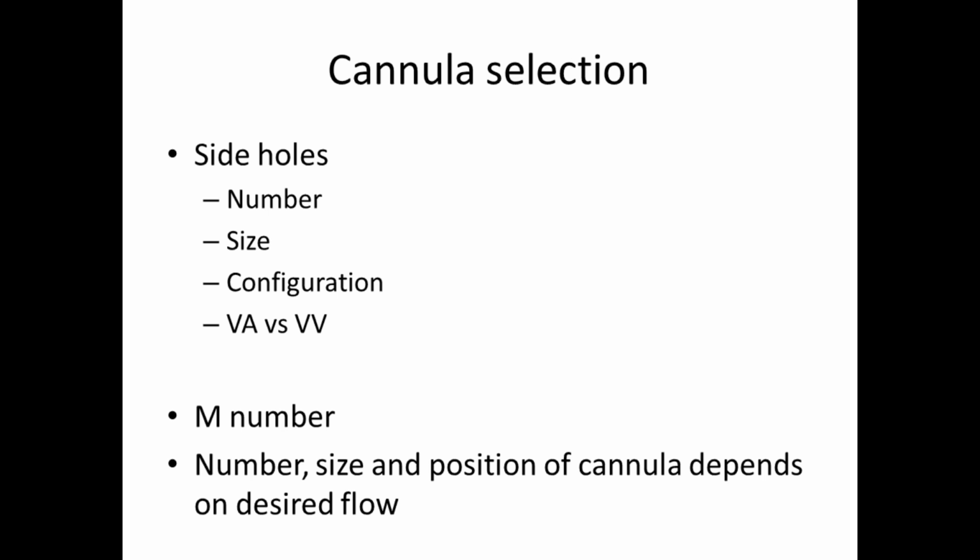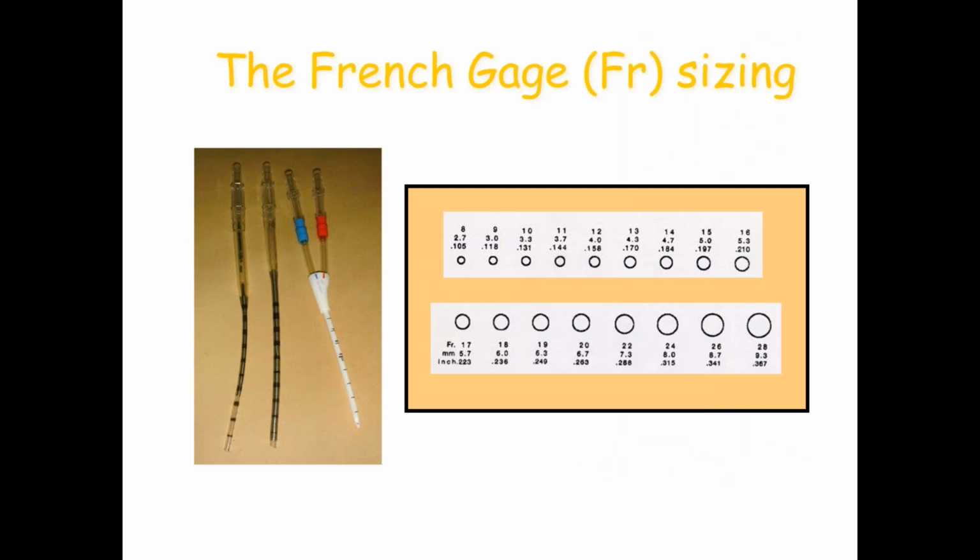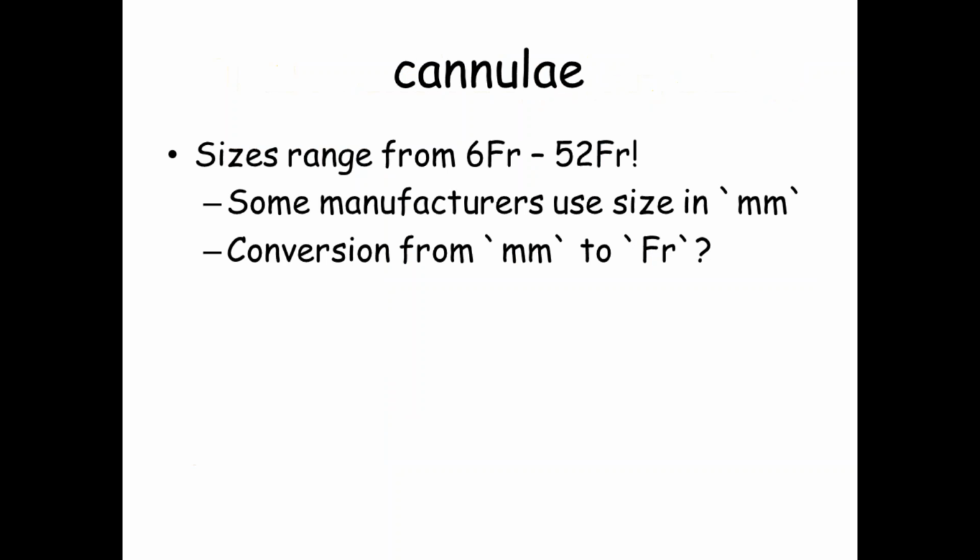So every company that makes cannulas has a flow chart. They always give that with this particular number of cannula, size of cannula, this is the maximum flow that you can achieve without much resistance. Okay, that is what the M number is. So you have a cannula size in French and in millimeters, that is the relation between French and millimeters. The cannulas are available from 6 French to 52 French size.